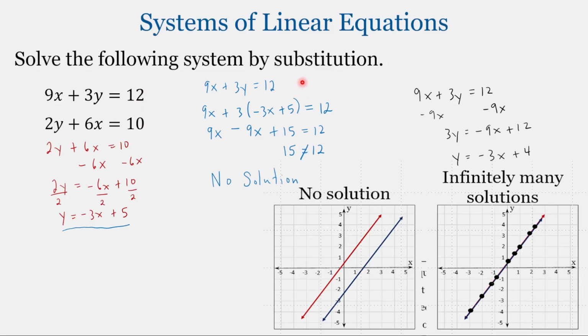So as we're solving a system of equations by substitution, if we end up losing all of our variables, and we end up with just one number equal to another number, if those two numbers are not equal, like we have here with 15 equal to 12, that means we have no solution. The two lines are parallel to each other.